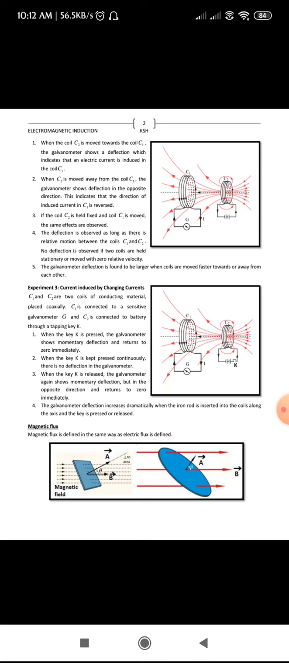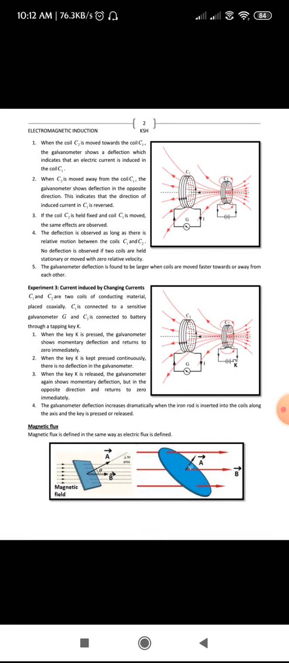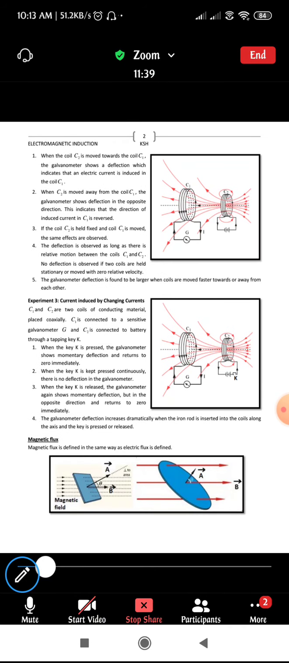So this is regarding the experiment of current induced by changing current. The value of the current keeps on changing. Due to the changing current, the value of magnetic field also changes. Hence the magnetic flux which is linked with the coil C1 also changes. So due to that, the current is induced in the coil C1. Okay, so this is regarding experiment 3, current induced by changing current.